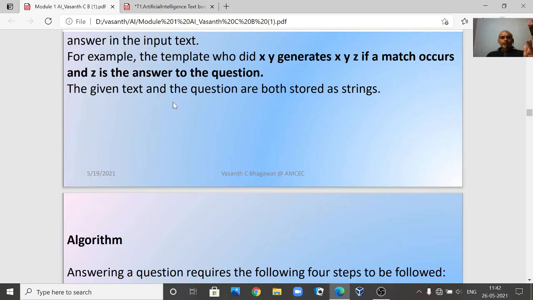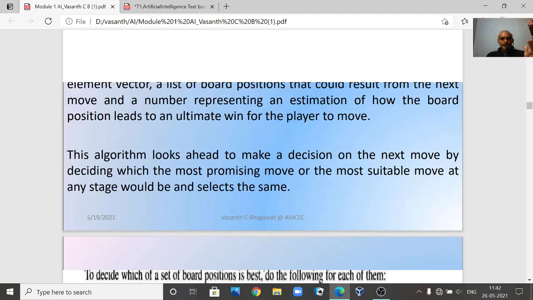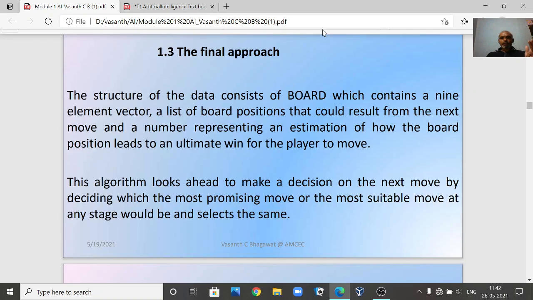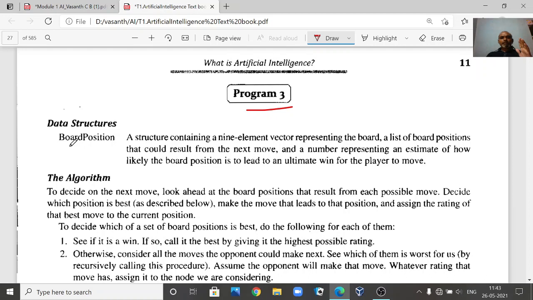So in this particular approach, let us go into it. Yes, that is the final approach we are having. Now if you consider this approach, the structure of the data consists of a board, right? Here the data structure is called a board position. So what is that board position? A structure containing a 9 element vector representing the board.